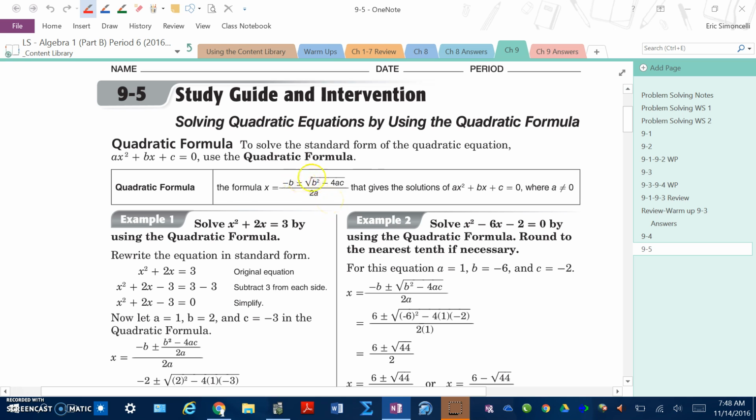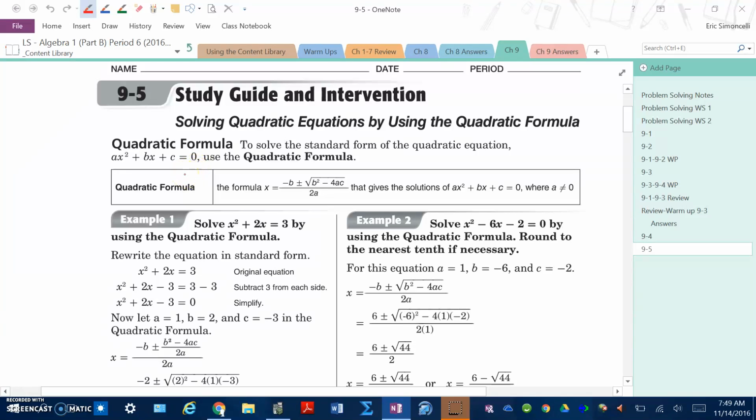To solve the standard form of the quadratic equation, ax squared plus bx plus c equals 0, we're going to use the quadratic formula, and here it is. We're solving for variable x in the equation. x equals negative b plus or minus the square root of b squared minus 4 times a times c, all divided by 2a. And that gives the solution of ax squared plus bx plus c equals 0, where a cannot equal 0. If a does equal 0, then this doesn't end up being a quadratic, it simply becomes a linear function, bx plus c, or mx plus b, if you think about it, equals 0.